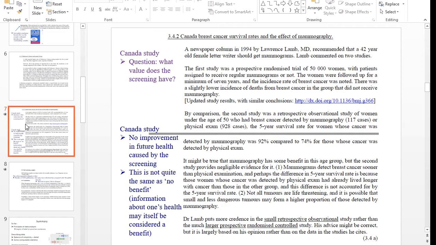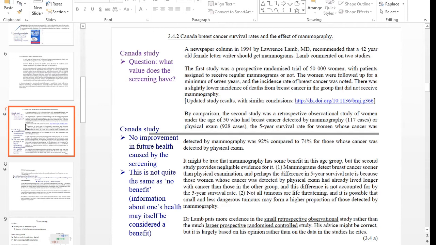So this is a newspaper column by some guy called Lawrence Lamb, medical doctor, and he recommended that a 42-year-old female letter writer should get mammograms. And this medical doctor commented on two studies. The first study was what I've been describing as a very good kind of study that gives clean data. It turns out he didn't think much of the results of this. He didn't rate this as highly as I would.